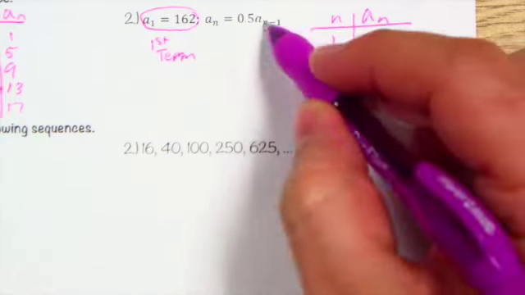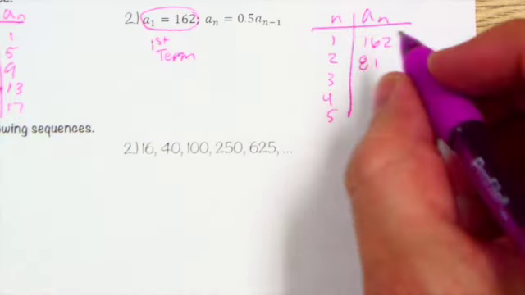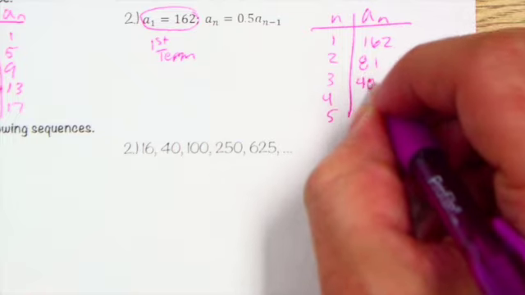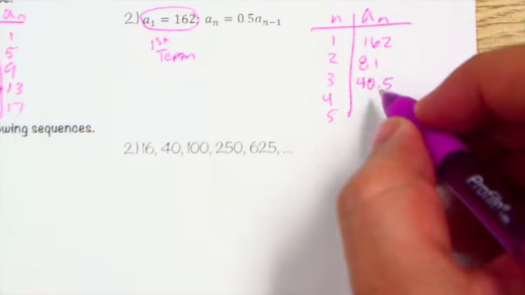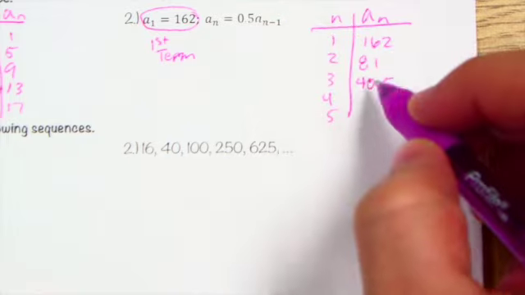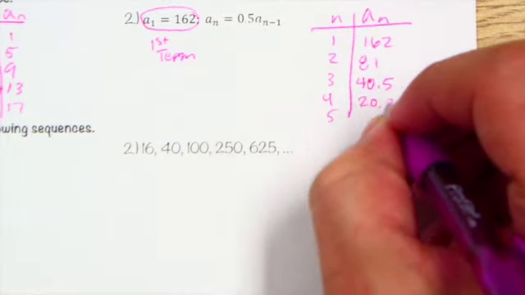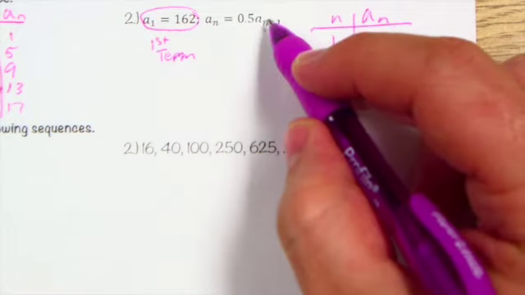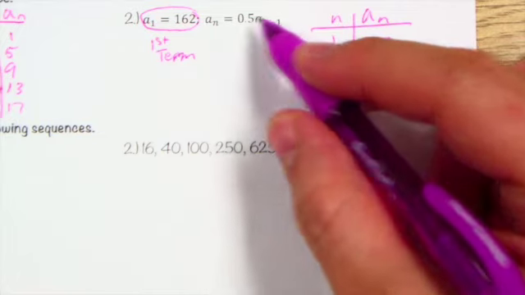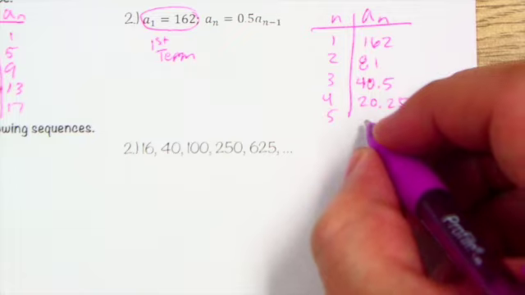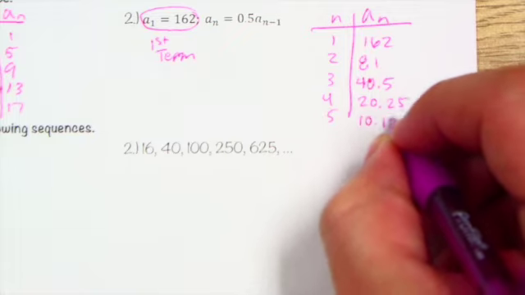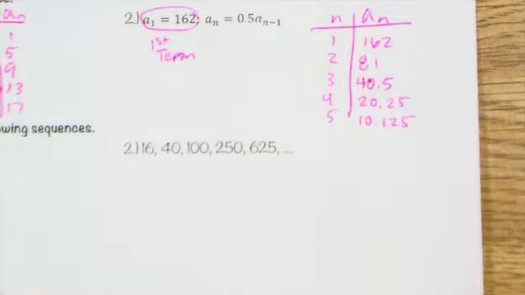To get the third term, I use the second term. 81 times 0.5 is 40.5. To get the fourth term, I substitute the third term. 40.5 times 0.5 is 20.25. 20.25 as the previous term times 0.5 is 10.125, and that would be your sequence. And you can write it out if you want.